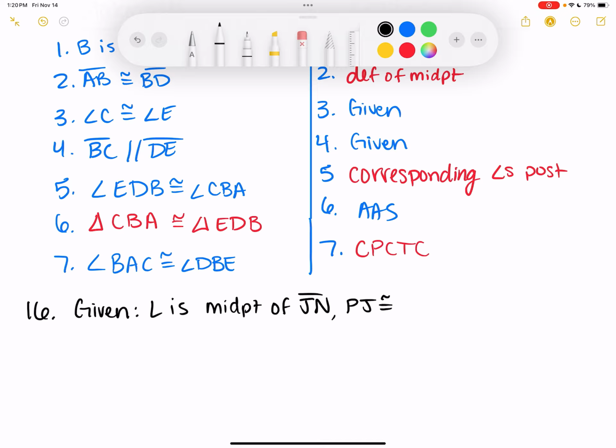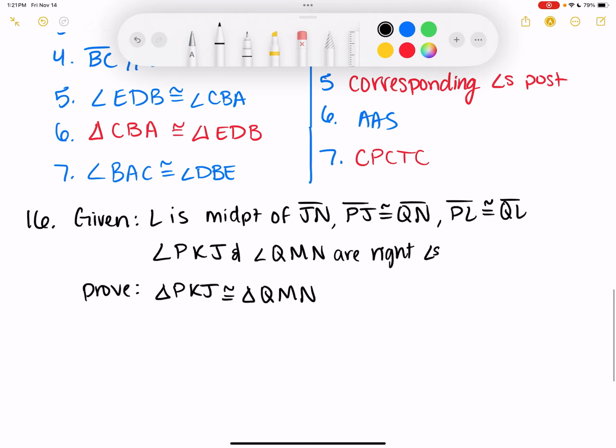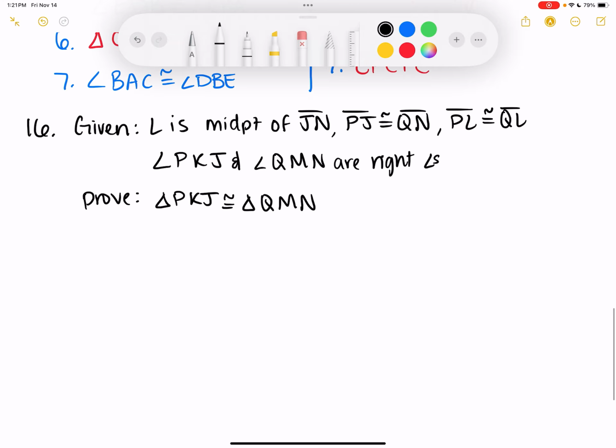PJ is congruent to QN. PL is congruent to QL. Angle PKJ and angle QMN are right angles. And we're going to prove that triangle PKJ is congruent to triangle QMN. Here's a picture of what this looks like. It's kind of like a 2-dimensional bridge here.